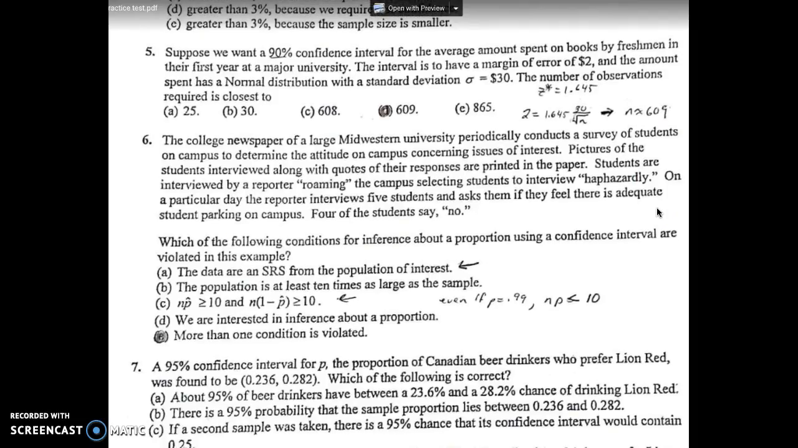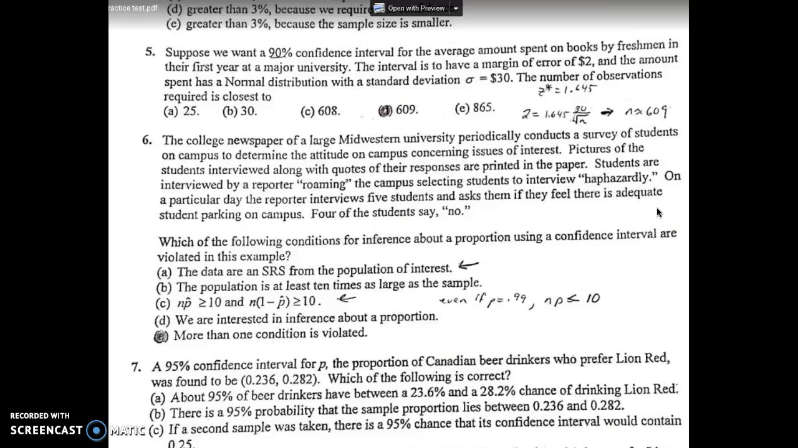Question 6. The college newspaper of a large Midwestern university periodically conducts a survey of students on campus to determine the attitude on campus concerning issues of interest. Pictures of the students interviewed, along with their quotes of their responses, are printed in the paper. Students are interviewed by a reporter roaming the campus, selecting students to interview haphazardly. On a particular day, the reporter interviews 5 students and asks them if they feel there is adequate student parking on campus. 4 of the students say no. Which of the following conditions for inference about a proportion using a confidence interval are violated in this example?